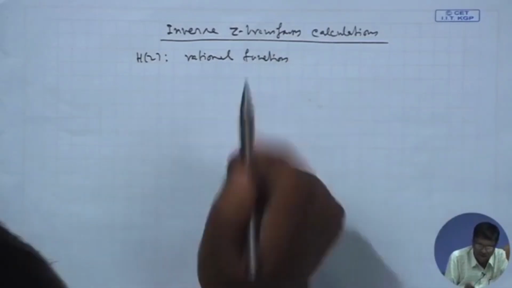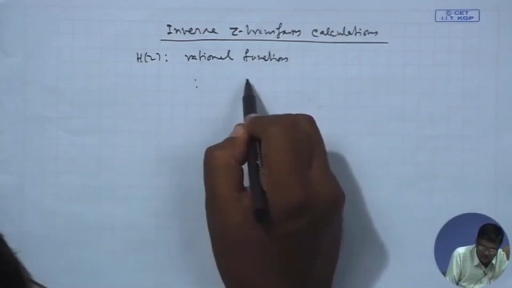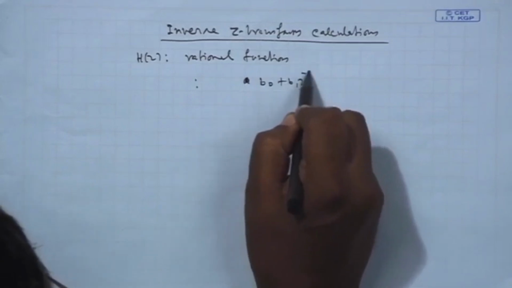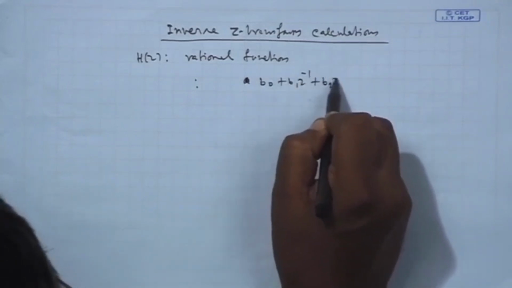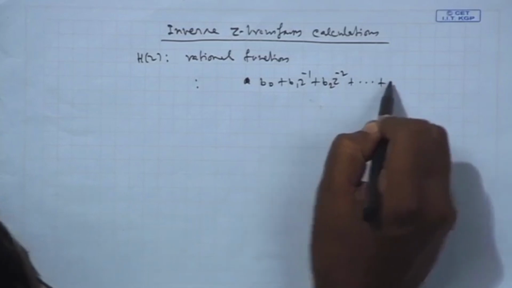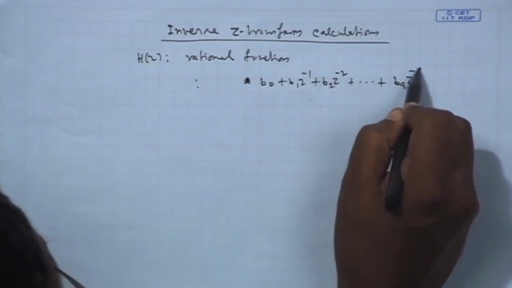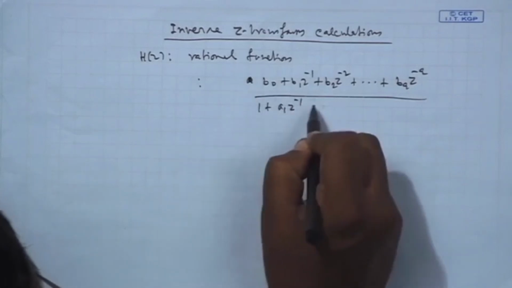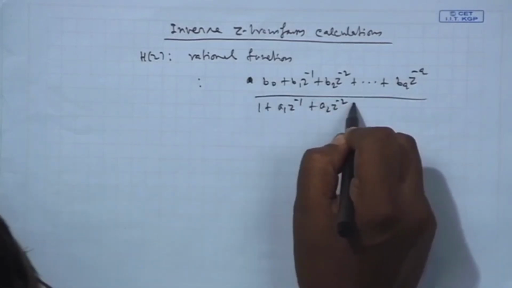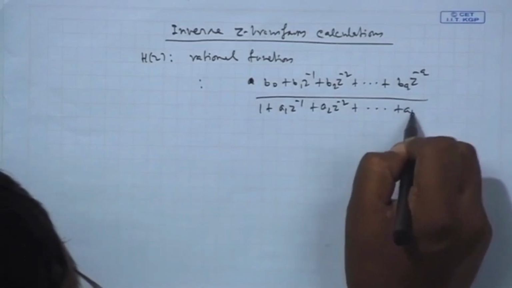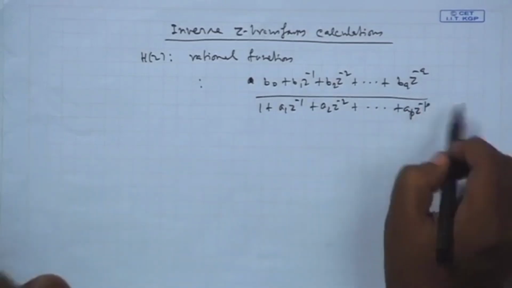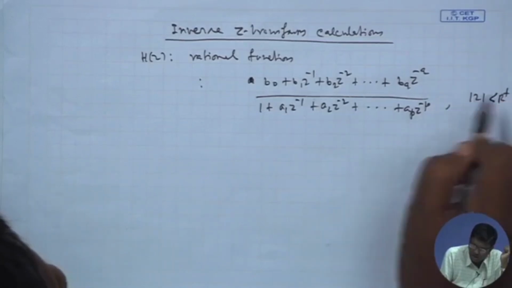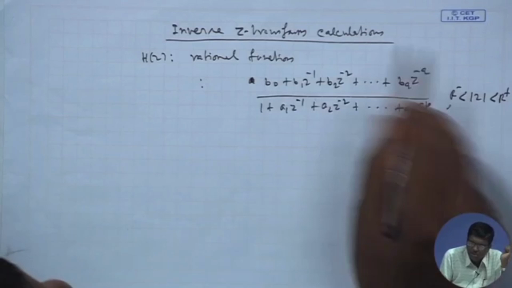a linear shift invariant system we have seen, that is typically of the form some constant b0 plus b1 Z inverse, b2 Z inverse squared, and so on, maybe up to bq, divided by 1 plus a1 Z inverse plus a2 Z inverse squared, and so on up to ap Z inverse to the power p. There will be some ROC given, that is some mod Z region is given for this.